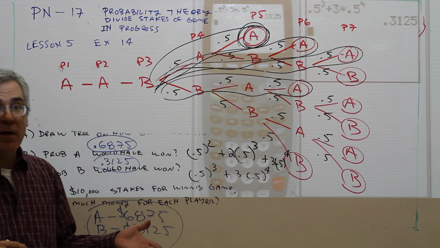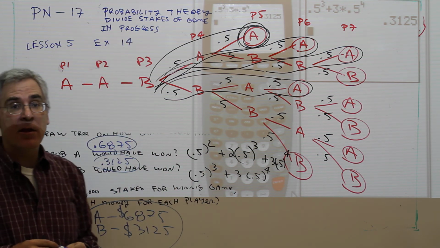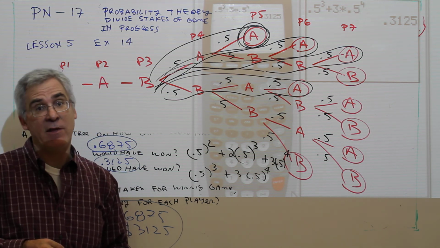And there you have it, how to use probability theory to divide the stakes of a game that has been interrupted.